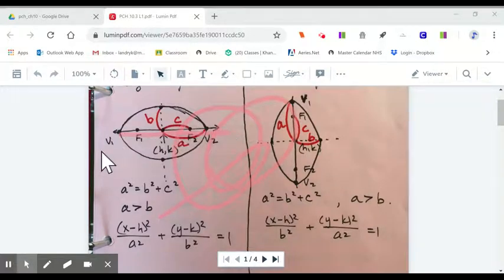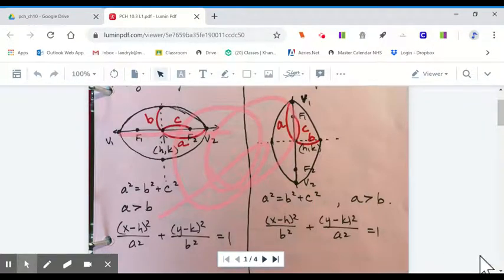the x-axis is horizontal and it's the longest, so the a, the distance between the center and the vertex, is on the horizontal axis, so that goes under the x. And then (y minus k) squared, which is the vertical axis, gets b. So y goes with b squared, x goes with a squared, and this is equal to 1.